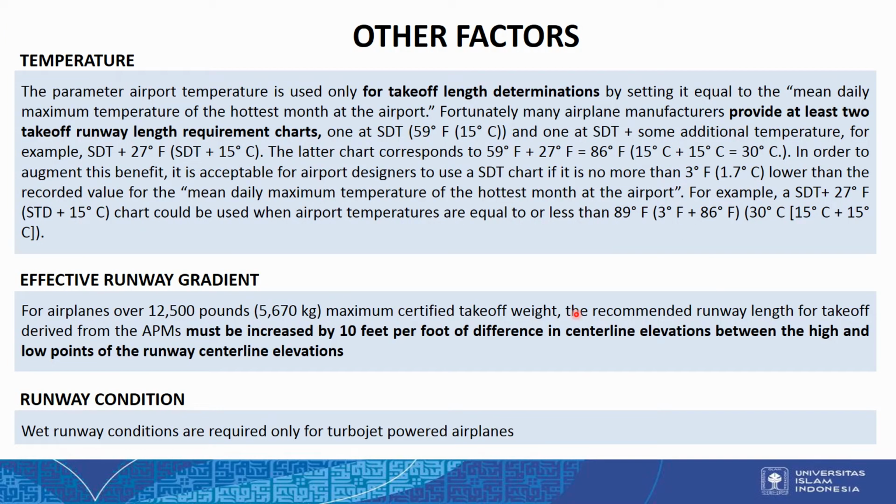In the aircraft performance curve before, we will determine the length of runway based on elevation. So how about the other factors? The other factors are temperature, effective runway gradient, and runway condition. The first is temperature. The parameter airport temperature is used only for takeoff length determination by setting it equal to the mean daily maximum temperature of the hottest month at the airport.